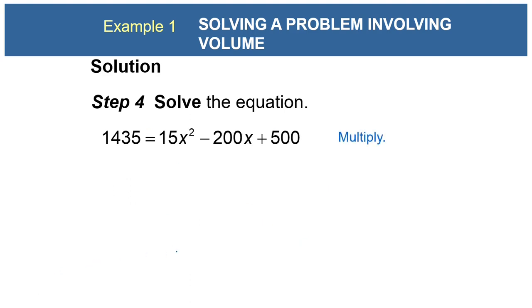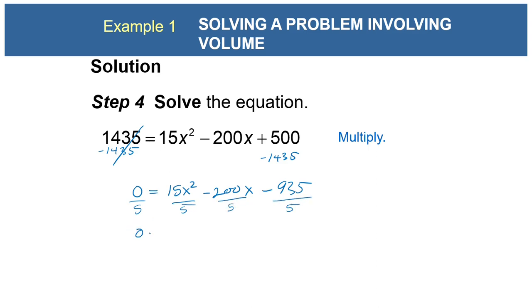So we'll start with 1,435 equals 15x squared minus 200x plus 500 where we left off. And then we'll subtract 1,435 from both sides. This gives me 0 equals 15x squared minus 200x minus 935. And now I can try to simplify this. Notice that each of the terms contains a multiple of 5. So let's divide everything by 5. And that will make it a lot simpler.